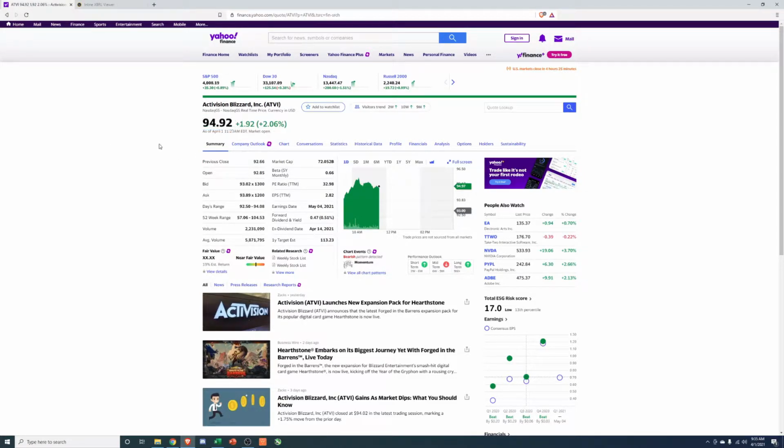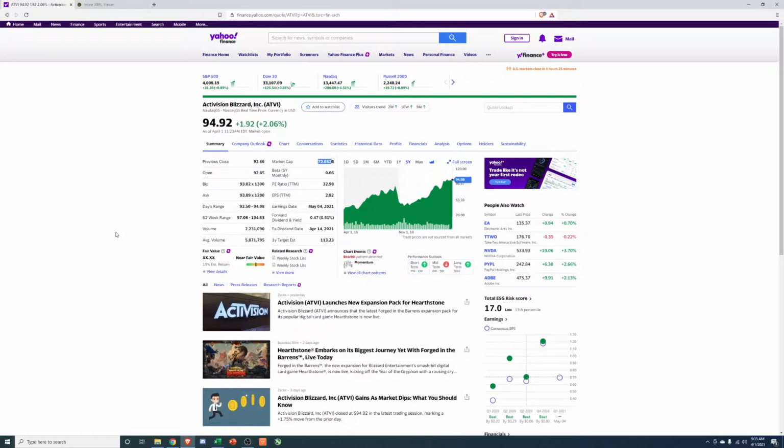Stock is currently trading at 94.92. Market cap is 72 billion. If we look at the last year, they've shot up pretty significantly from a stock valuation perspective, mostly because they've been doing very well in the pandemic. They were one of the companies that really succeeded from everyone sitting at home all the time.